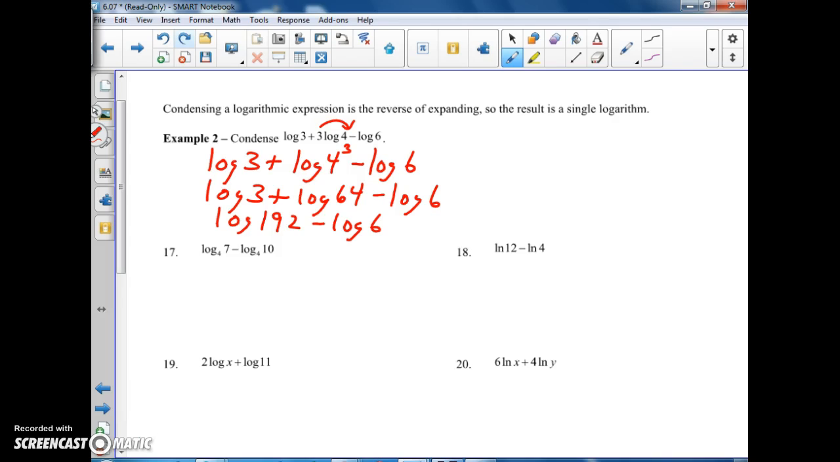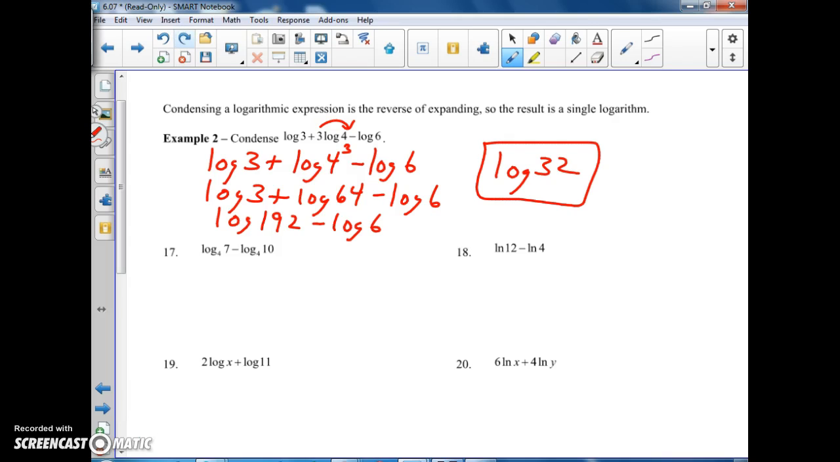Why would you combine them? You know how to combine them, right? Because addition means multiplication. That's these properties. Okay, everybody good? Now what does the subtraction mean? Division. So it's going to be log of 192 divided by 6. What's 192 divided by 6? 32. So we're going to write down log 32. That's the answer.